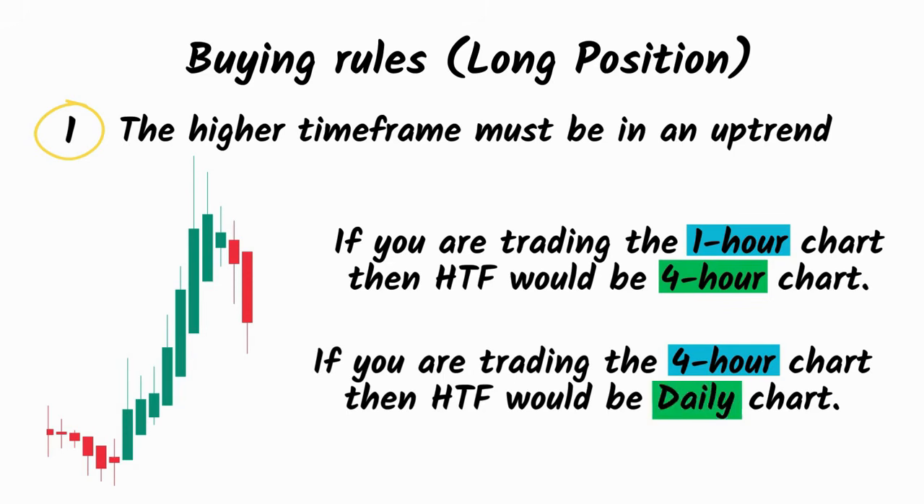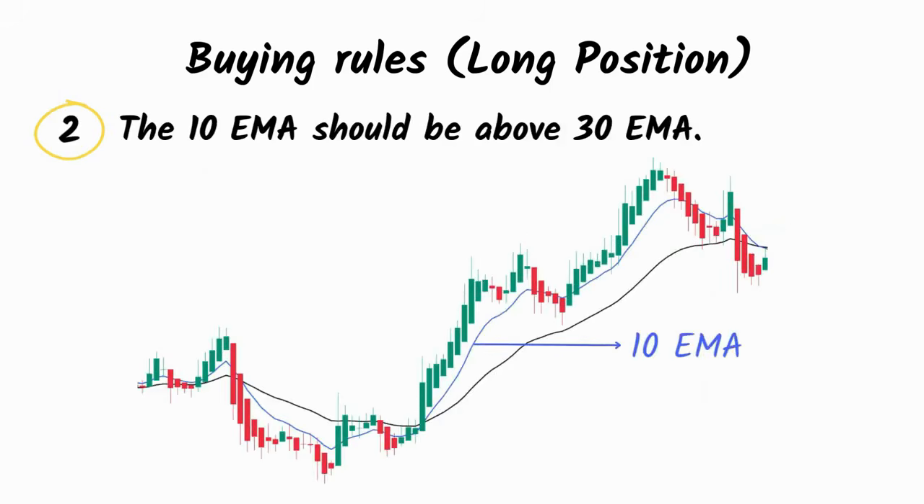If you're trading on a 1-hour chart, your higher time frame would be a 4-hour chart. And if you're trading on a 4-hour chart, your higher time frame would be a daily chart. I personally don't like to trade on time frames below the 1-hour chart. Firstly, watching them constantly is quite tiring. And secondly, commissions and spreads on lower time frames eat up a significant portion of your edge. This doesn't mean that trading on lower time frames can't be profitable.